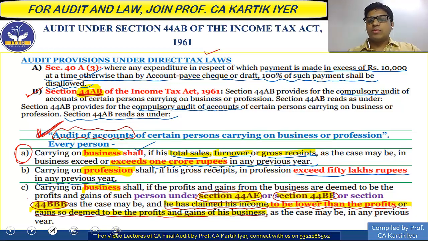Audit of accounts of certain persons carrying on business or profession. Every person carrying on business shall, if his total sales, turnover or gross receipts, as the case may be, in business exceed or exceeds 1 crore rupees in any previous year. So basically they have given the limit as 1 crore here if you have a business. So if your business income exceeds, let's say, more than 1 crore, then you will have to conduct the tax audit of your business.